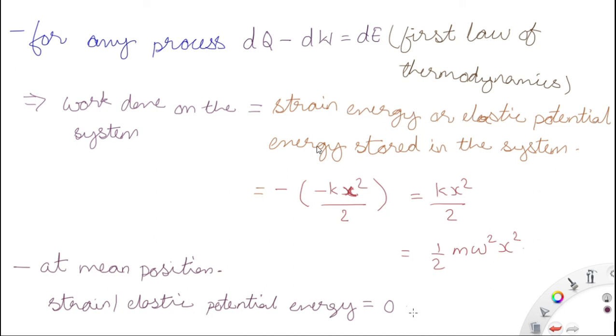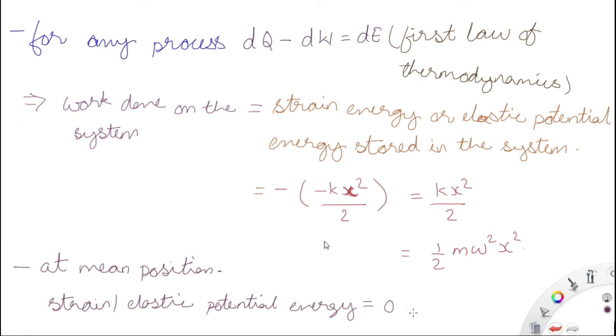So work done on the system is equal to the strain energy or elastic potential energy stored in the system. No heat is involved here, only work and energy, so the dQ term is 0, and minus dW means minus of minus kx square by 2 is equal to dE. So dE is equal to kx square by 2. K is nothing but m omega square, so it is half into m omega square into x square.